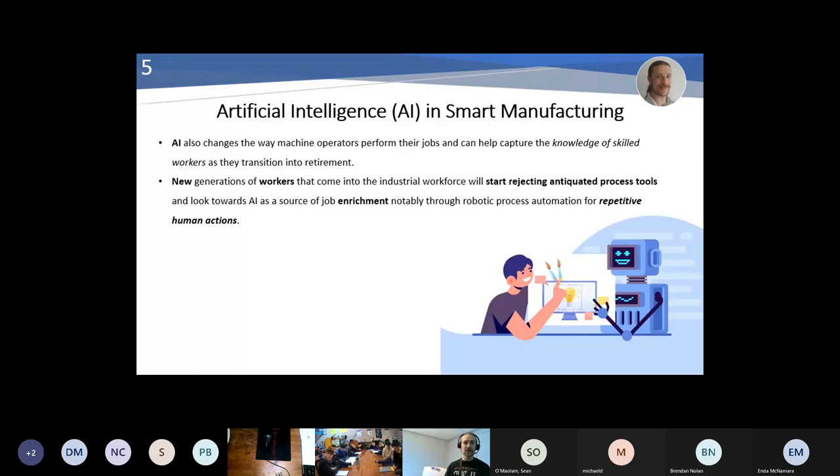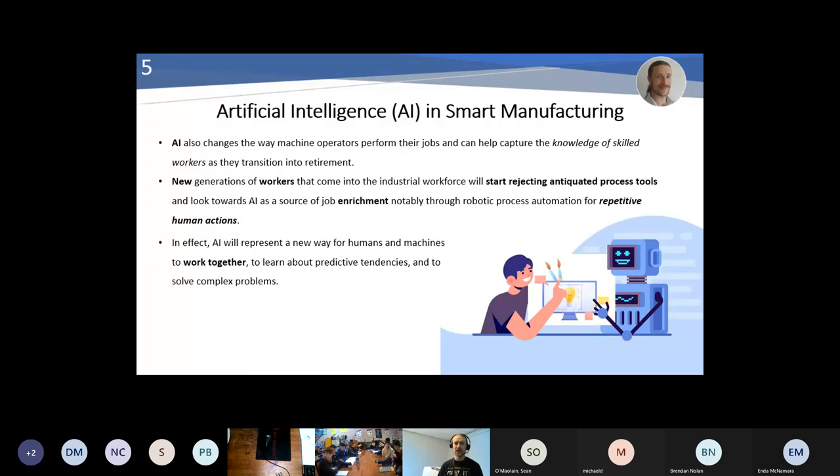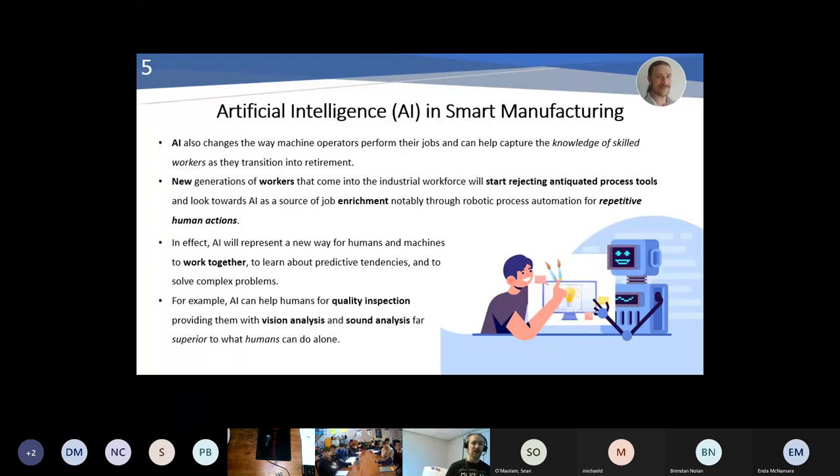New generations of workers that come into the industry will start rejecting antiquated process tools and will look towards AI as a secure source of job enrichment, notably through robotic processes for automation of repetitive human actions, which we're already slowly starting to do and have been doing for the last number of years anyway. In effect, AI will represent a new way for humans and machines to work together, to learn about predictive tendencies and to solve complex problems. So we're saying, for example, AI can help humans with quality inspection, providing them with vision analysis and sound analysis, which is far superior to what humans can do alone.